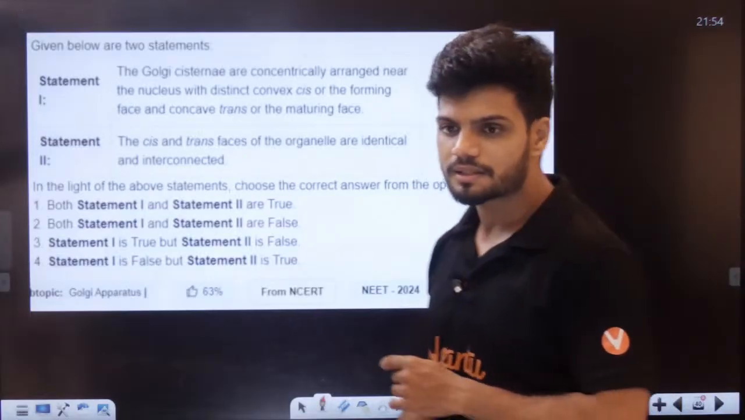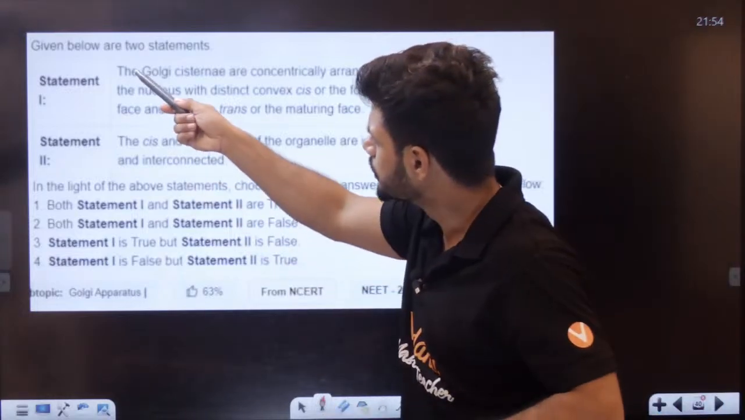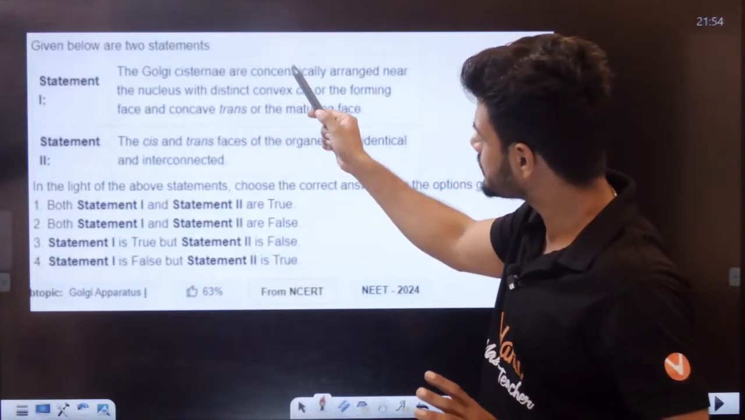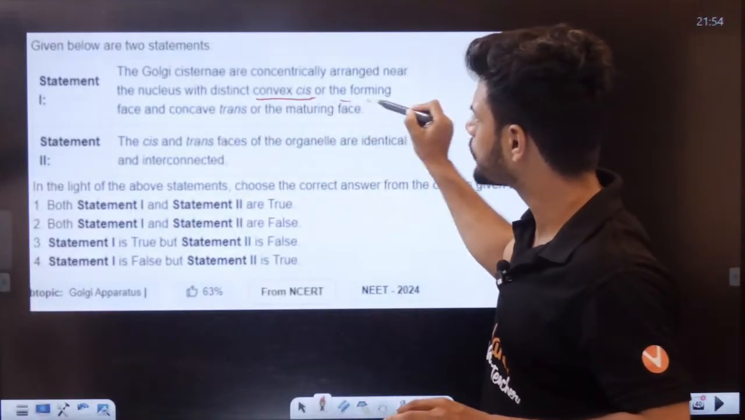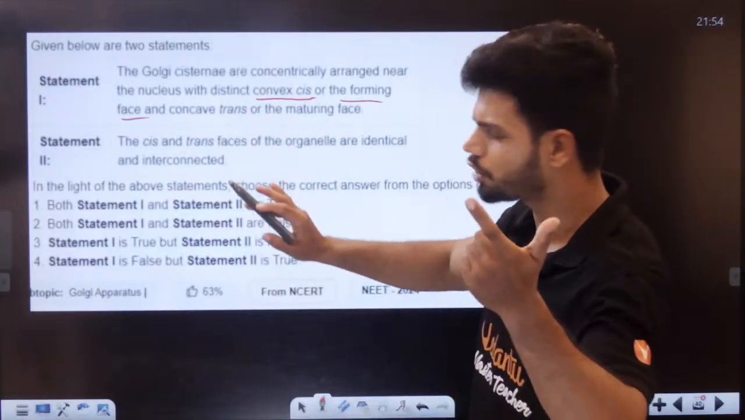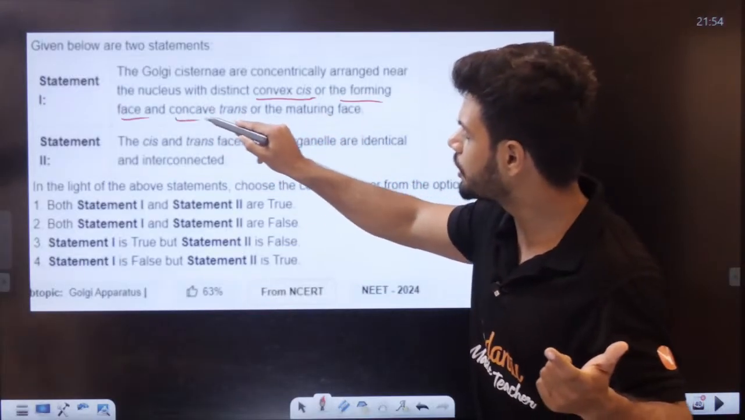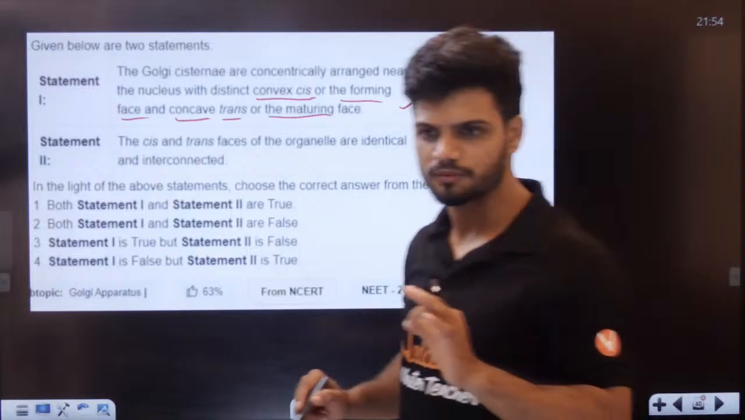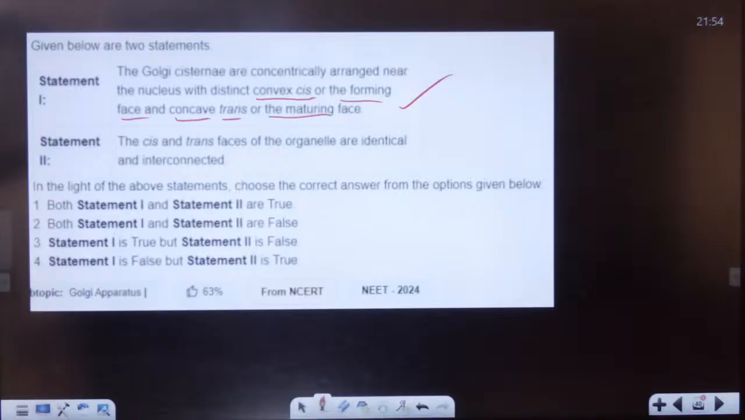This is last year NEET PYQ on the board. ये देखो. The Golgi cisternae are concentrically arranged near the nucleus with distinct convex cis or forming face, है ना? So convex face is also called as forming face. The concave or trans face or maturing face. So concave is called as trans face or maturing face. This is correct. The first statement is correct, students. You have to check my lectures. At least then you will know all this.